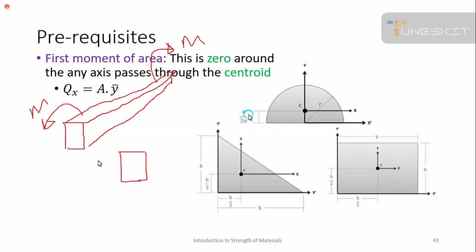Okay. And what's the neutral axis? Neutral axis is through the centroid, no? Through the centroid, somewhere here, the middle.